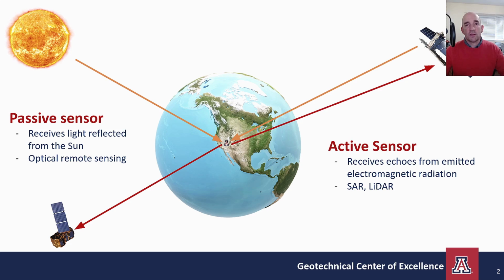For active sensors, we can be very particular about the wavelength we choose when we design the satellite. And the wavelength varies from satellite to satellite based on the main application of the data.